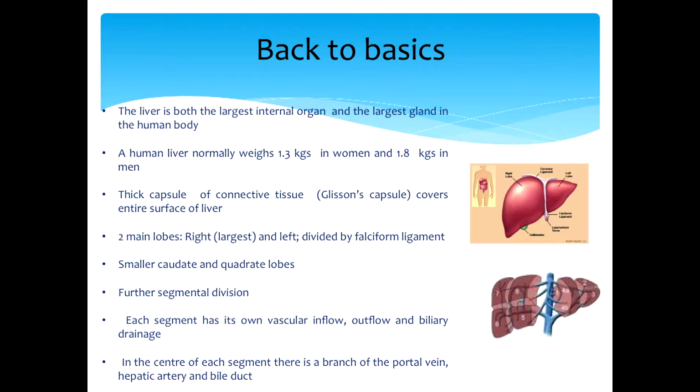It's further segmented into 8 divisions, basically, and each of those 8 divisions has its own vascular inflow, outflow, and biliary drainage. And the reason it can do that is because there's a branch of the portal vein, hepatic artery, and bile ducts within those segments.